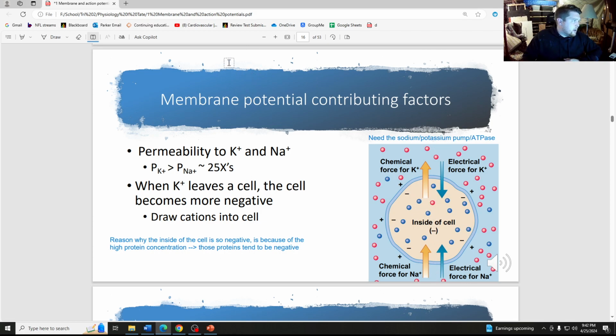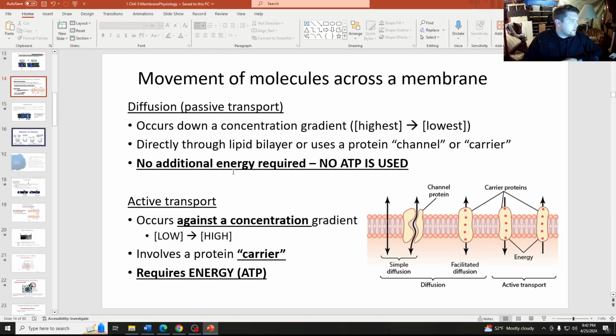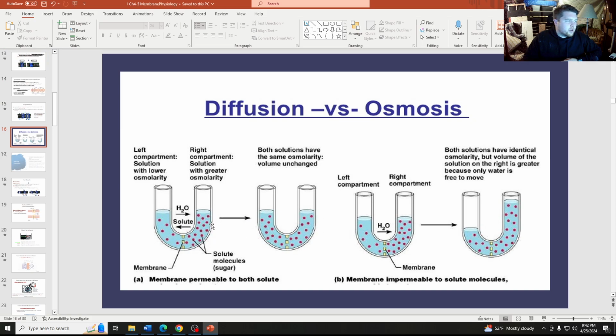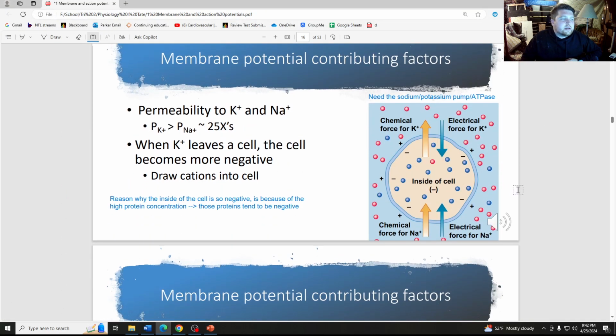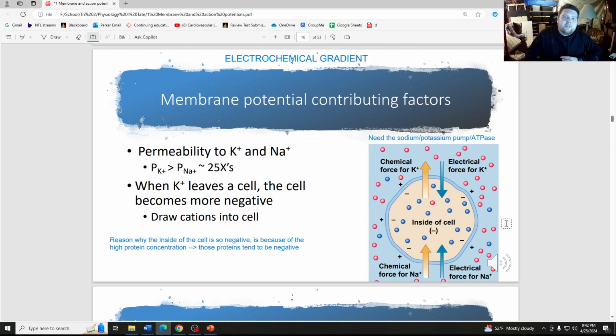Let me write that down right here. We have an electrochemical gradient. The chemical portion is what we talked about with concentrations, or before, when we saw that picture with diffusion. We looked at the different concentrations where they want to balance each other out. And this is dependent on each individual thing.